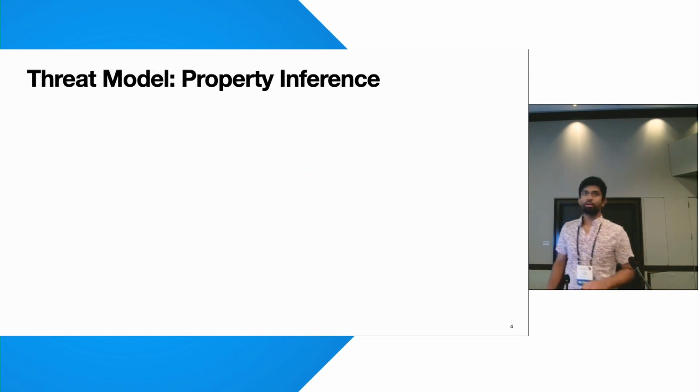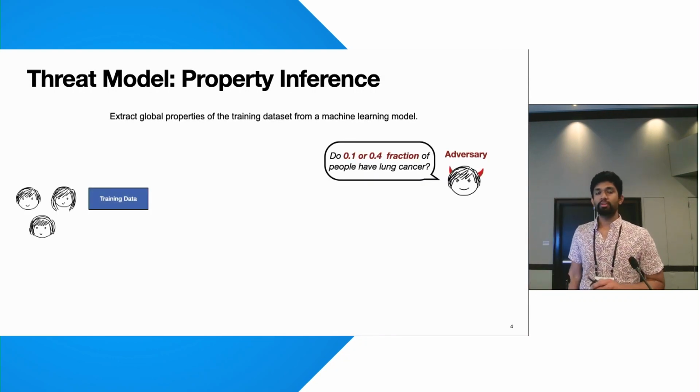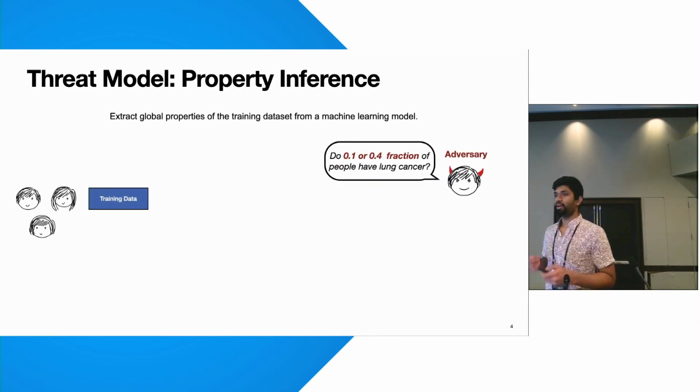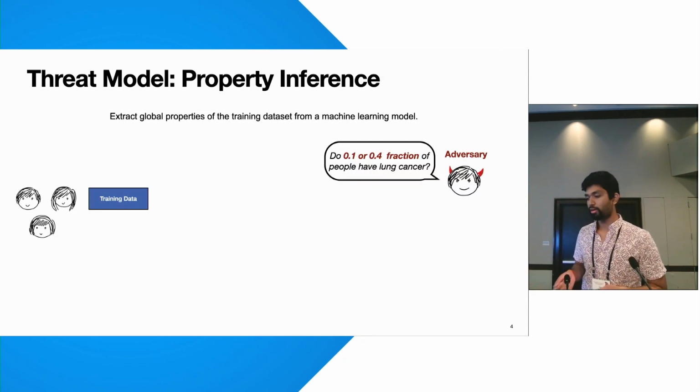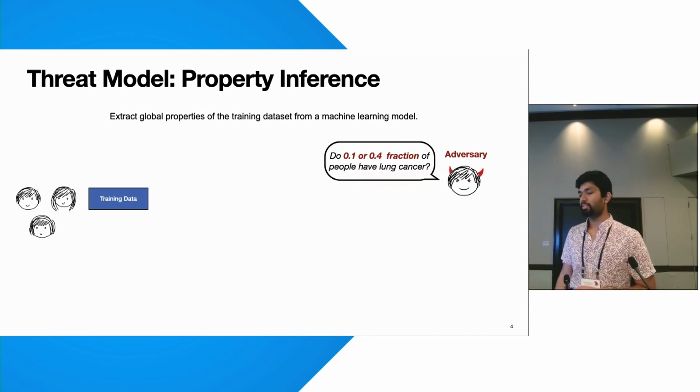So what threat model do we focus on? We focus on the property inference threat model with poisoning. In the property inference threat model, the adversary is interested in extracting global properties of the training data set from a model. Say an organization collected data from its users, and the adversary is interested in knowing what fraction of the people have lung cancer.